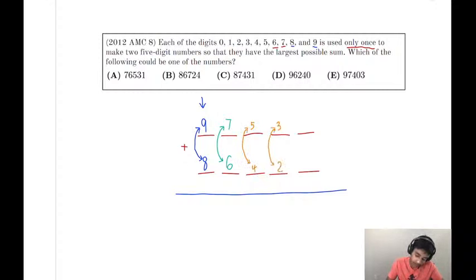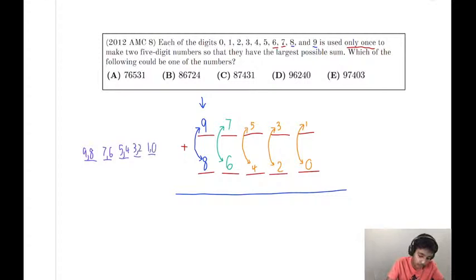And the final one will be 1 and 0, because it's not really making a big impact when it's just in the units place. So essentially, the numbers will have to be of the form: 9, 8 in the first digit, 7, 6 in the second, 5, 4 in the third, 3, 2 in the fourth, and 1, 0 in the fifth.